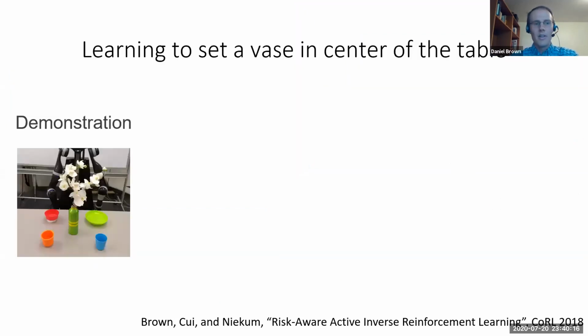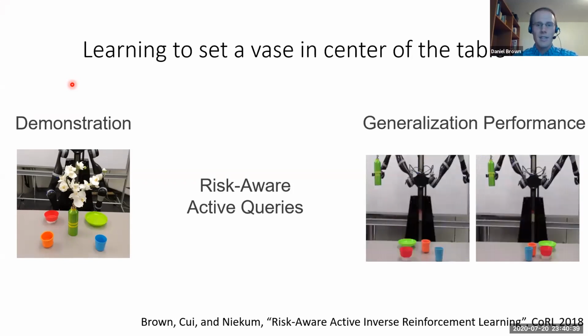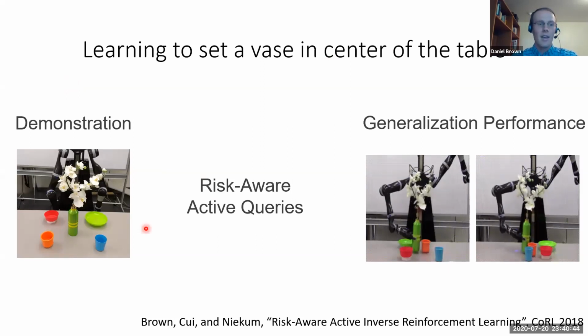We looked at several different domains. Here's an example of a robot learning how to set a vase in the center of the table, where it's given a highly ambiguous demonstration. The robot can reason about reward functions that are relative to the different objects on the table, as well as relative to the absolute position. So given this demonstration, it's unclear whether it should be between certain objects, or always on the table, or close to all the objects. And so it asks these risk-aware active queries in order to learn a policy that does generalize. And so it learns that it's supposed to just set the vase on the center of the table, regardless of where the objects are, but not hitting the objects.